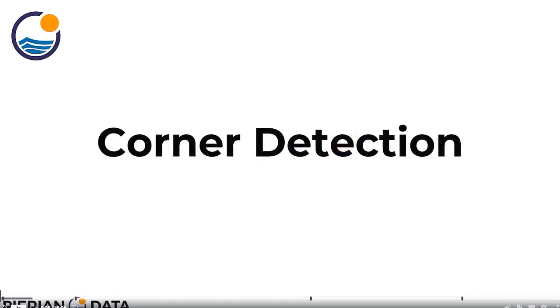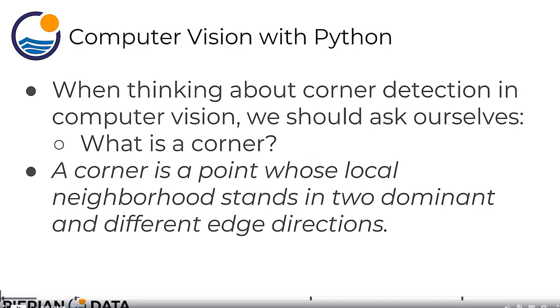Welcome back, everyone. In this lecture, we're going to talk about corner detection. When thinking about corner detection in computer vision, we should first ask ourselves, what is a corner? What defines an actual corner? Formally speaking, a corner is a point whose local neighborhood stands in two dominant and different edge directions.